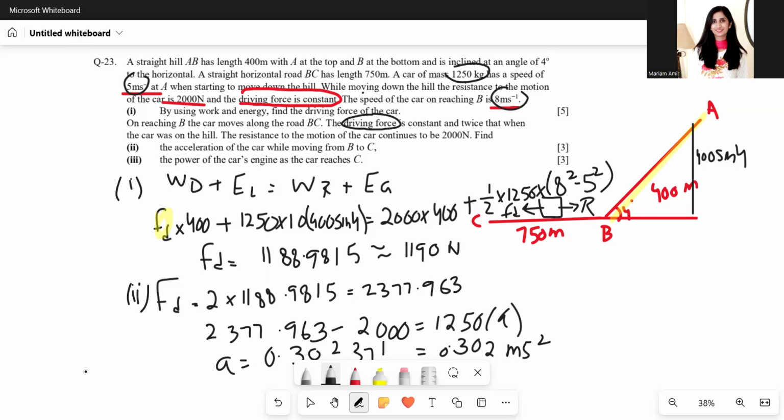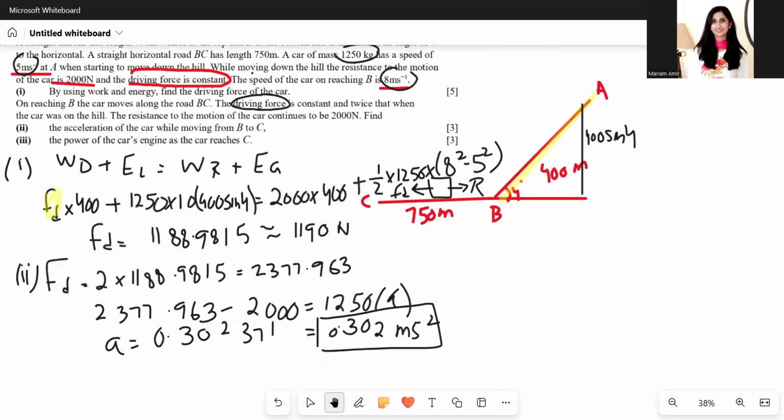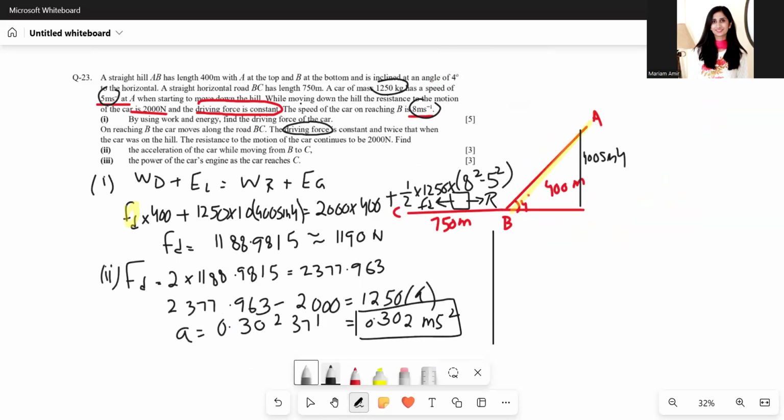Now find the power of the car's engine as the car reaches C. To find the power at C, power is equal to driving force times velocity. We know the driving force, that is 2377.963. Now we need the velocity or the speed of the car at C, so that we can find the power of the car's engine at C. To find this V here, you could use equations of motion or you could use the work energy principle. I think I'm going to use equations of motion.